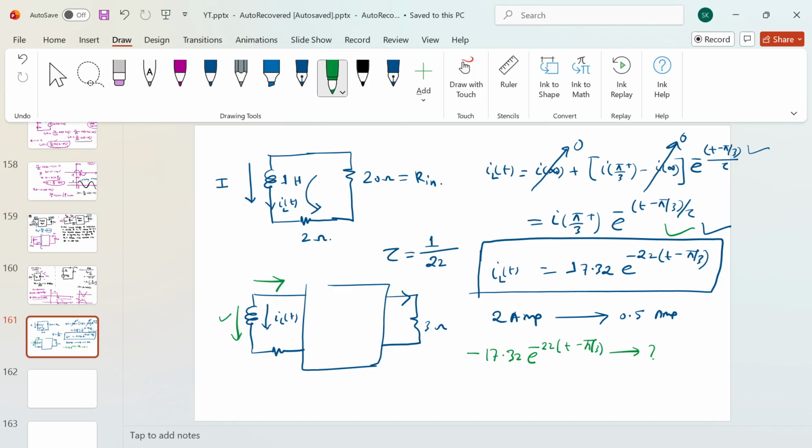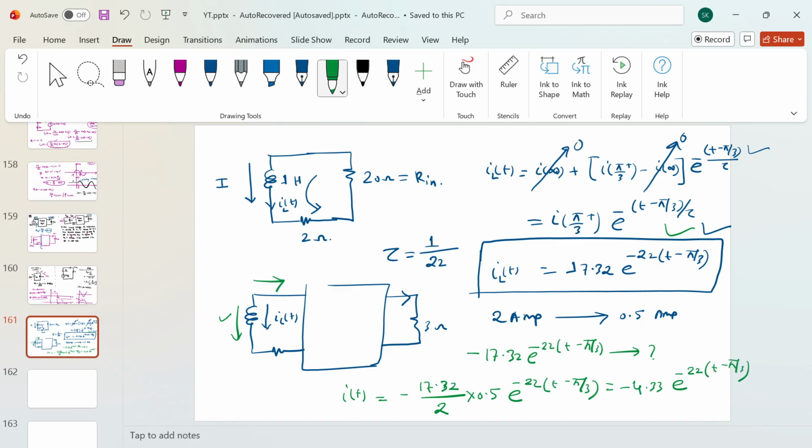Okay, so the current that will flow in the circuit will be I by 2 equals minus 17.32 by 2 into 0.5, e to the power minus 22 (t minus pi by 3). Okay, so this will be your current. 17.32 into 0.5 by 2, so we are getting minus 4.33 e to the power minus 22 (t minus pi by 3).